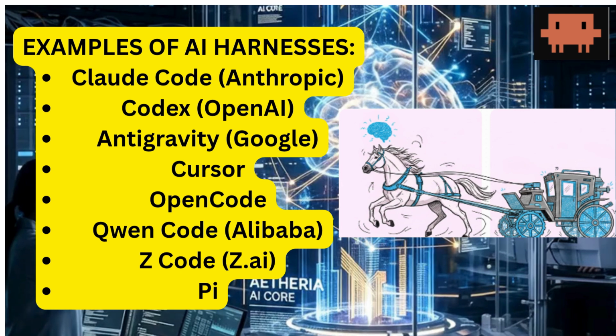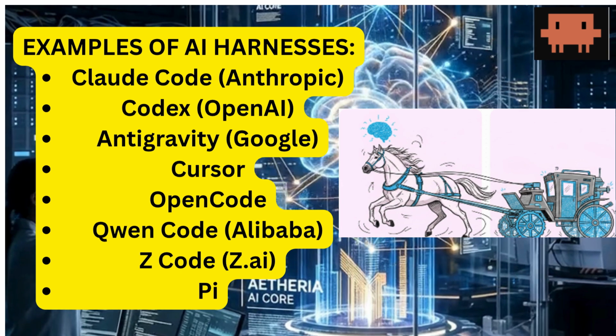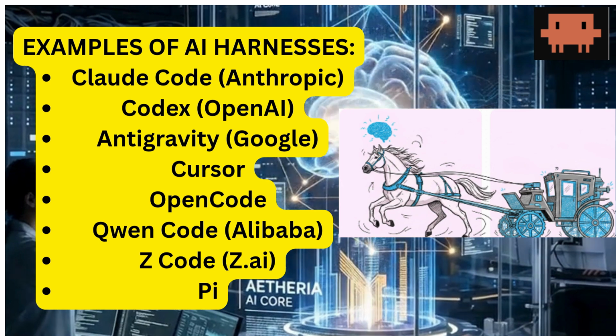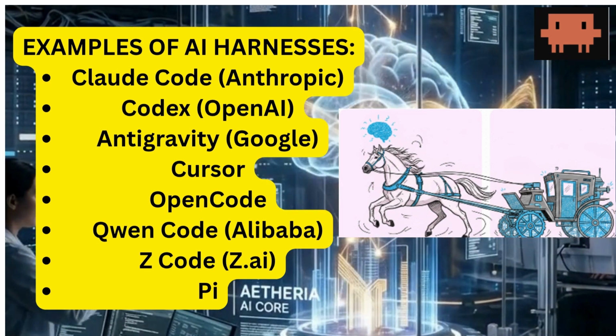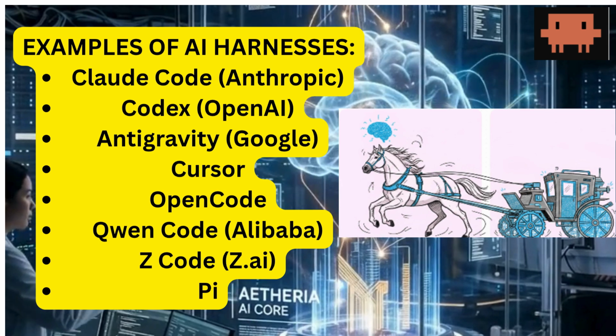There are a number of AI coding agents available. The proprietary ones include Claude Code and Cursor, etc. The open source ones include Codex, OpenCode, Qwen Code, and Zcode, etc.